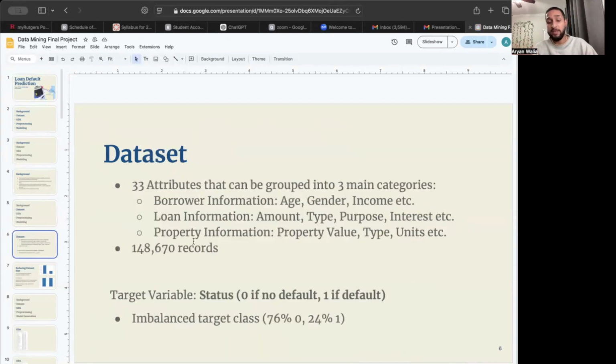Moving on to the dataset, there were 33 attributes that can be grouped into three main categories: borrower information, loan information, and property information. Borrower information has age, gender, income; loan information has amount, type, purpose, interest, and more; and finally, the property information has property value, type, units, and more. In total, we had 148,670 records.